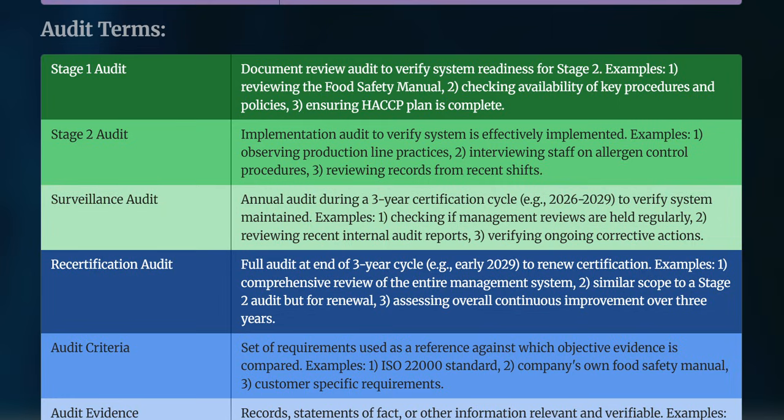Then you have recertification audit. Recertification audit is a full audit at the end of the 3-year cycle. For example, if the audit starts in 2026, the recertification audit will be in 2029 to renew the certification. Examples of activities during recertification: comprehensive review of the entire management system, similar scope to a stage 2 audit for renewal, or assessing overall continuous improvement over 3 years. All these can be done during the recertification audit.